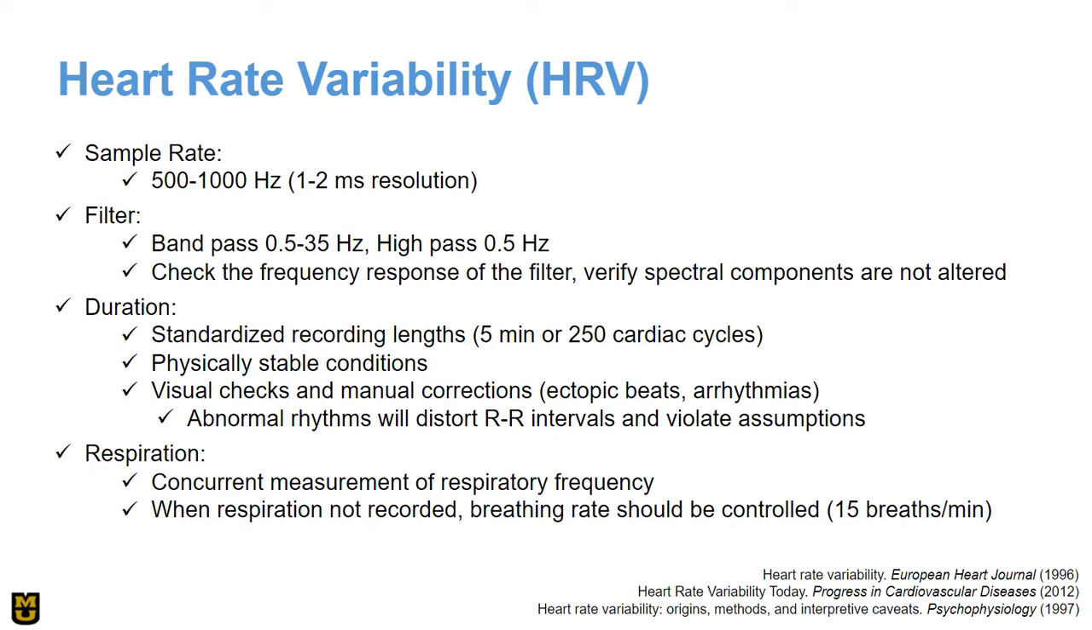And if your sampling rate is too low, you won't be able to detect this, especially if your sampling rate is under 200 hertz. So I recommend a sampling rate between 500 and 1,000 hertz, and we typically use 1,000. Then you need to know your filter.